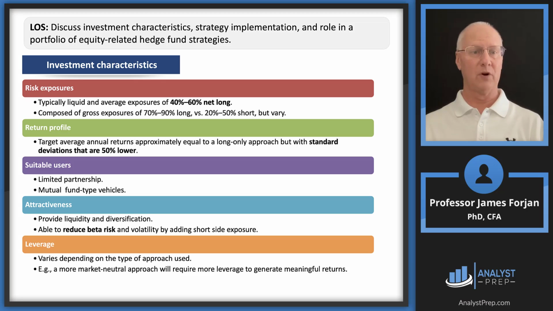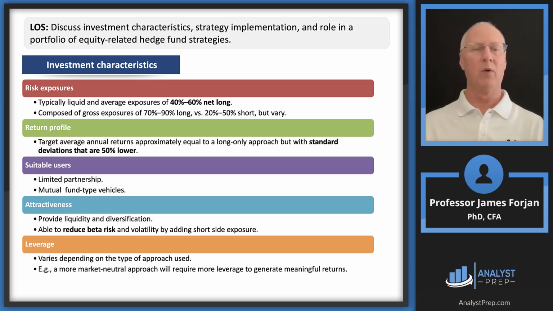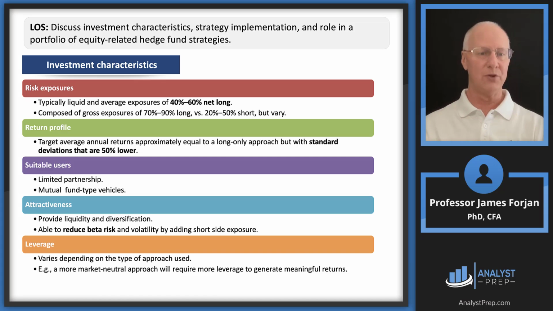Suitable users, these are limited partnerships. Of course, we said that just a moment ago about hedge funds. Attractiveness, liquidity, and diversification, able to reduce the beta risk, because every time you short a share of stock, you're adding a negative beta. So if you have a bunch of long positions that have betas of 1.2 and 1.3 and 1.7, and then you short a share of stock that has a 0.8 beta, well, that would be a minus beta. And so you just do a weighted average there, reduce beta risk. That should make perfect sense.